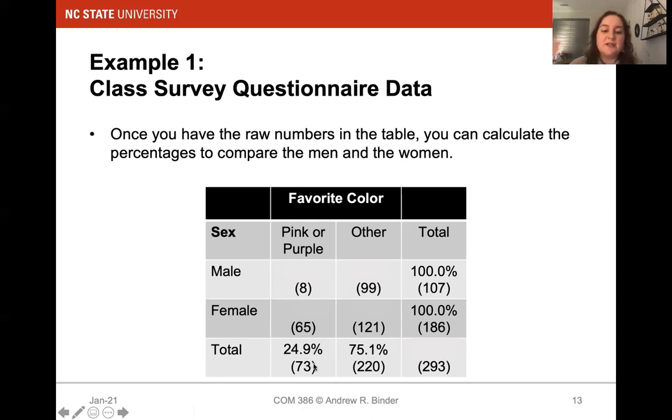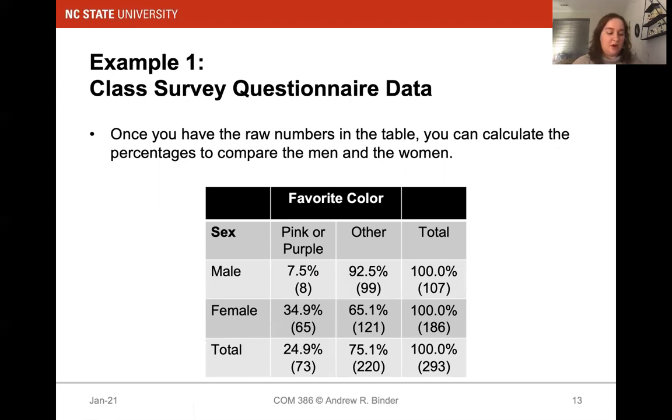So you can see here that 24.9% of our participants picked pink or purple and 75.1% picked other, which adds up to 100%. And so then you could just take 8 divided by 107 and you get 7.5% as the percentage of male identifying participants picking pink or purple, and then 65 divided by 186, and that's how you get 34.9% of your female identifying participants getting that amount as well.